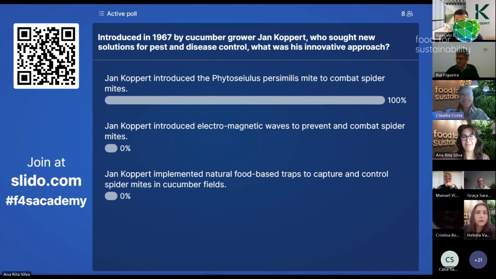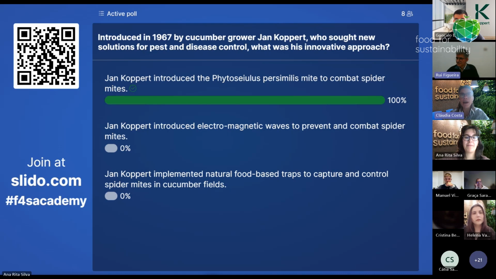Okay, so I think you're absolutely right. He looked at the Phytoseiulus persimilis mite. He found that this was a natural enemy to combat the spider mite, and from there, Jan Koppert founded this company that's still in place today, and we have here Gonçalo to tell us a little bit more about its operations.